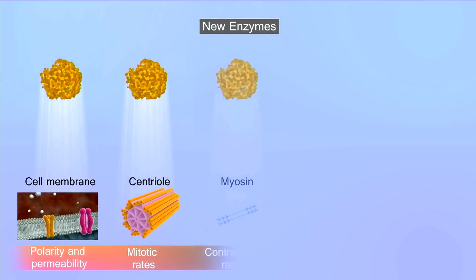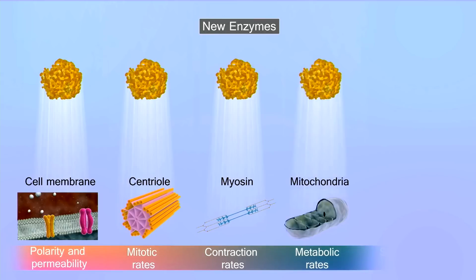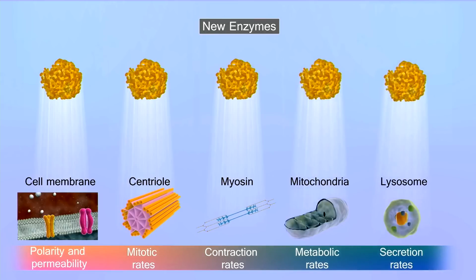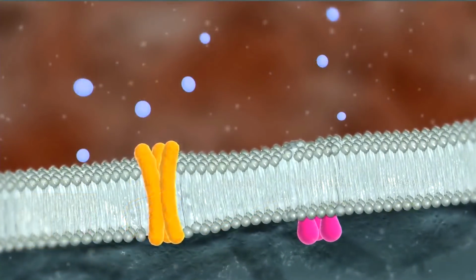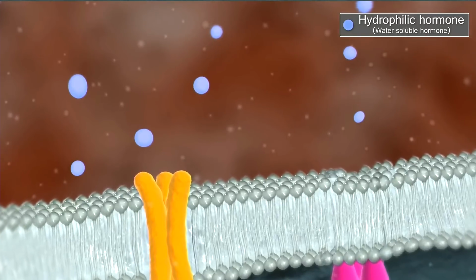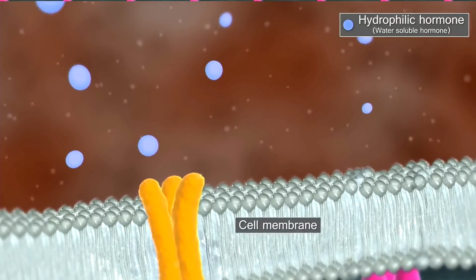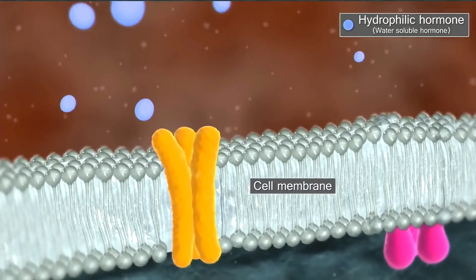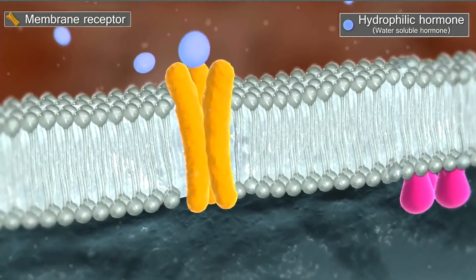They cause cellular responses that are unique to that hormone. Everything from changing metabolic or contraction rates to the synthesis of other chemicals, including hormones, may be altered under the influence of a hydrophobic hormone. In contrast to hydrophobic hormones, hydrophilic hormones cannot pass through the target cell's membrane. These water-soluble hormones must bind to a receptor on the membrane.